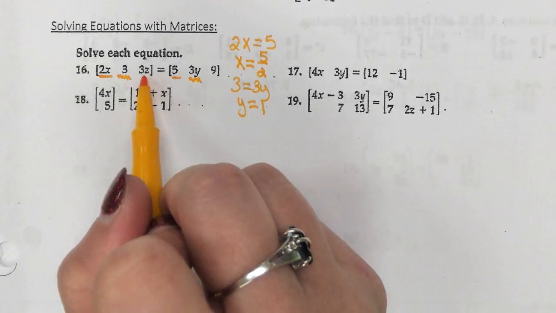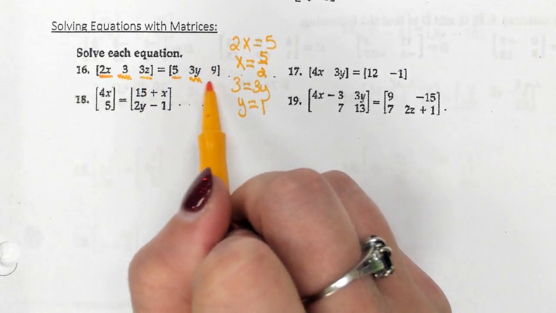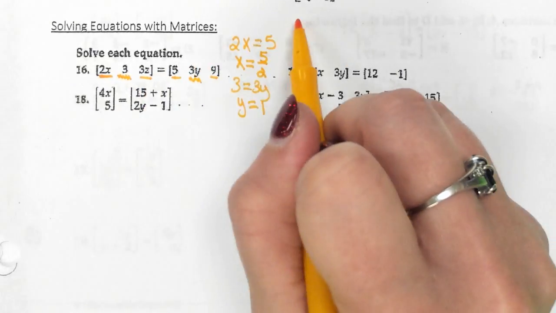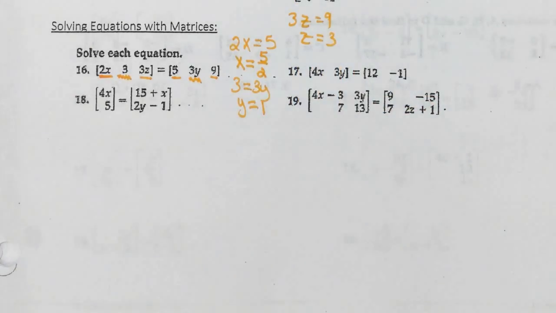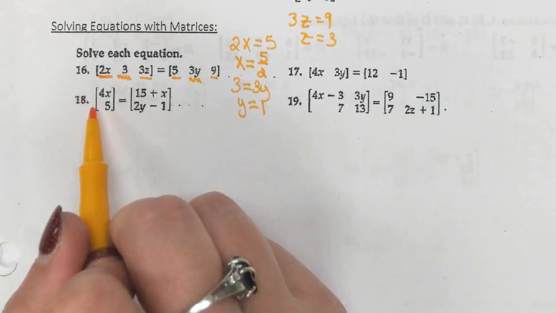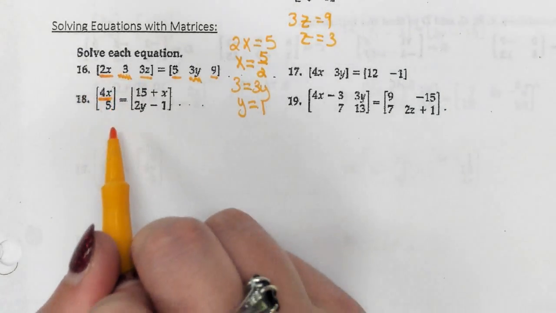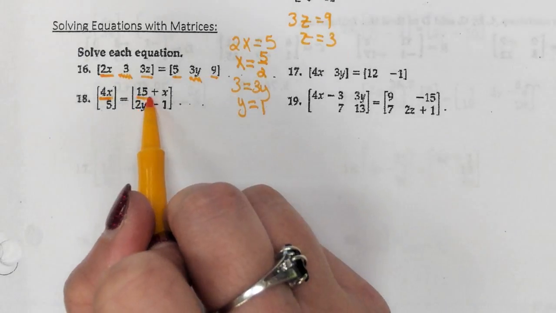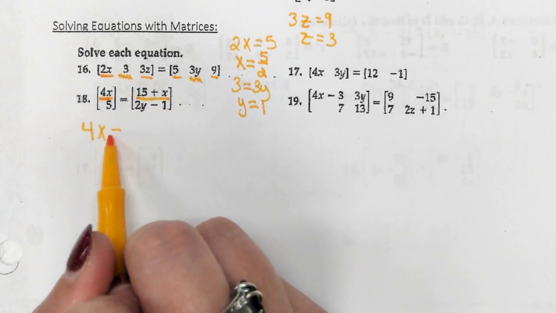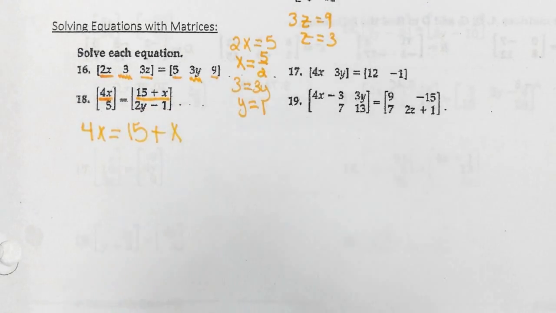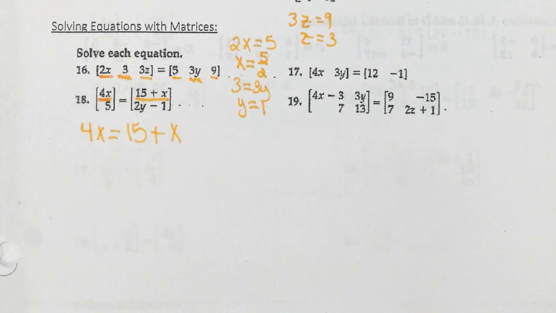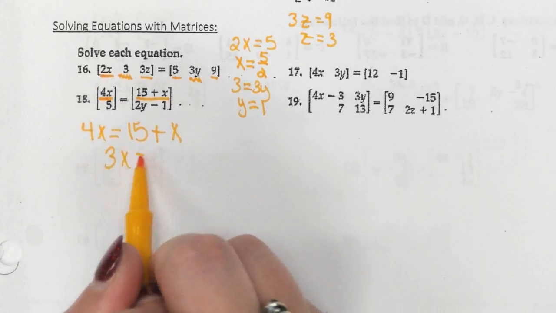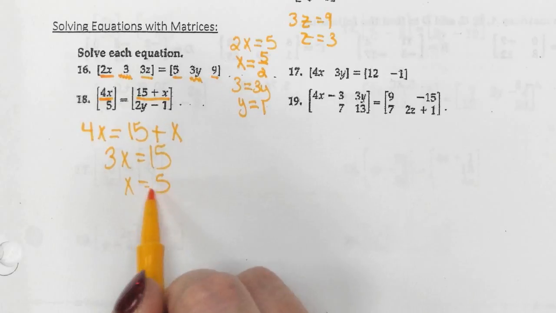And last one, 3z is equal to 9, so z is equal to 3. Y'all okay so far? Pretty easy? Okay. All right, what about number 18? What is 4x equal to? 15 plus x, right? A little more complicated. All right, how do I solve for x there? Very good. 3x equals 15, x equals 5. Perfect.